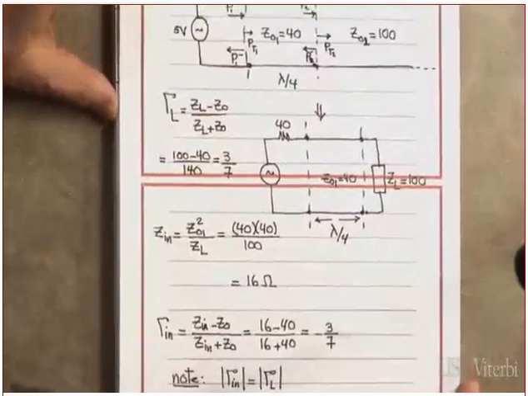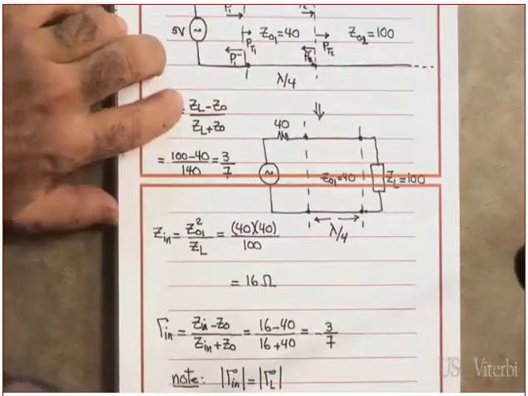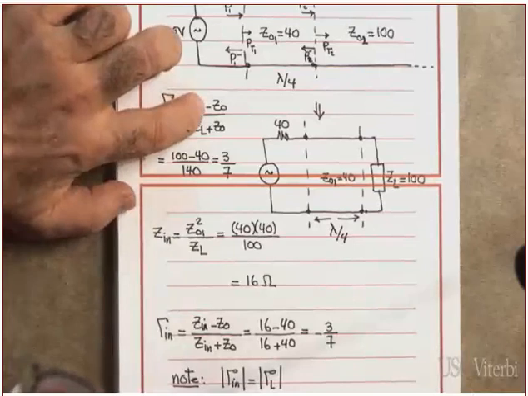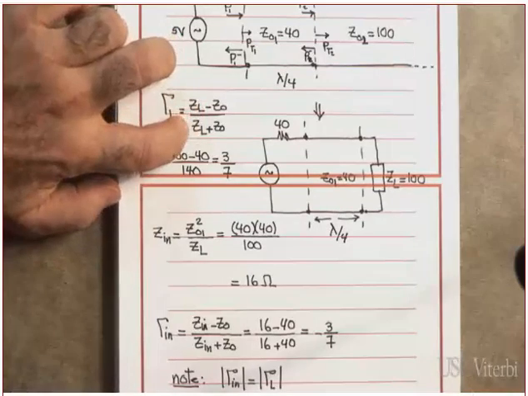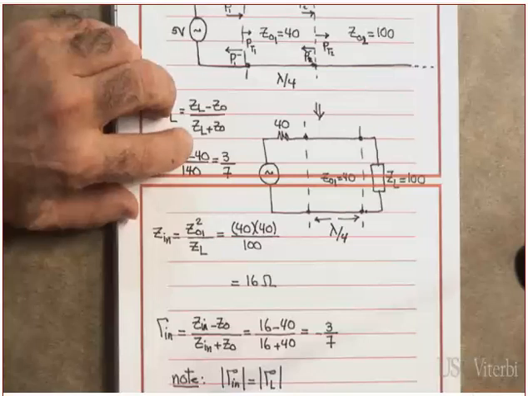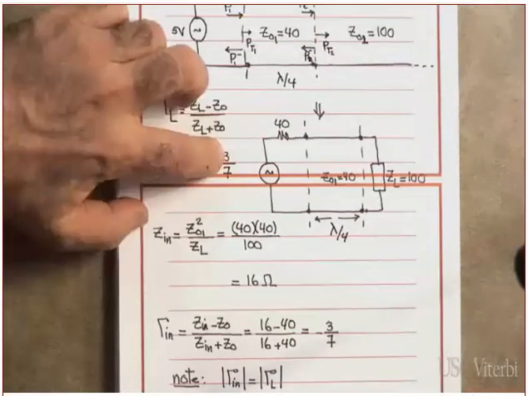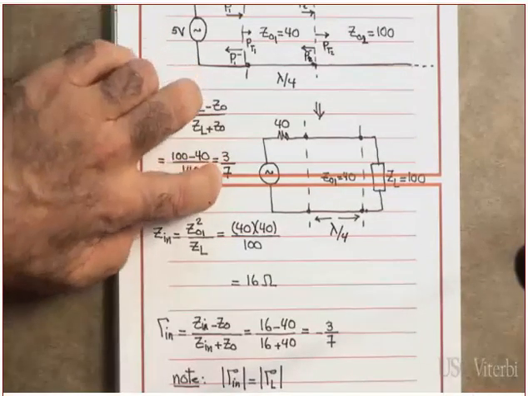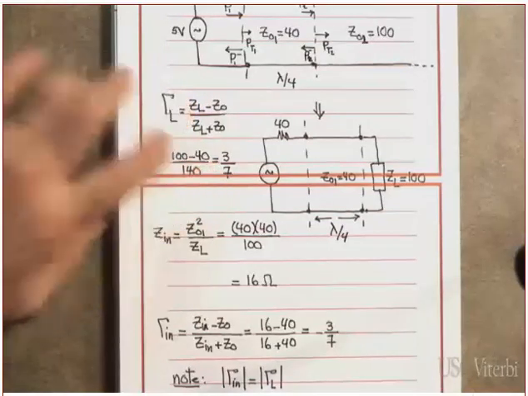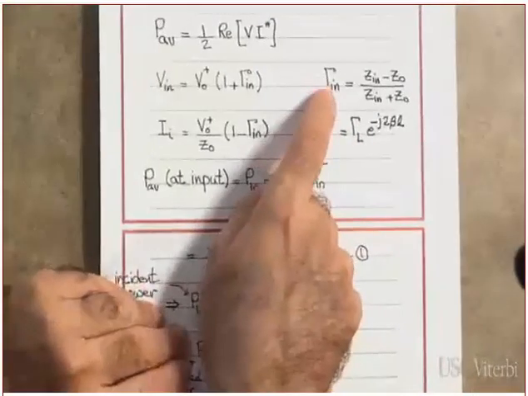Now, let's see if you can help me. What is the gamma L? By definition, what is the gamma L? ZL minus Z naught divided by what? ZL plus Z naught. What is the ZL? 100 minus 40 divided by what? 140. What do I get? 3/7. Yes or no?